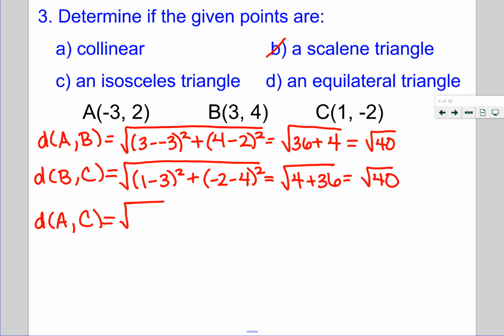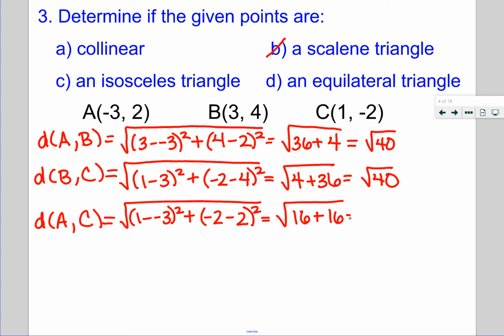Finally, distance between A and C, 1 minus -3 squared. And -2 minus 2 squared. I'm going to have square root of, it'll be 4 squared, so 16, plus another 4 squared, which will be 16, and that is square root of 32. Again, that breaks down, but not my final answer, so we're just going to leave it. You can say at this point it is not an equilateral triangle because all three are not the same.